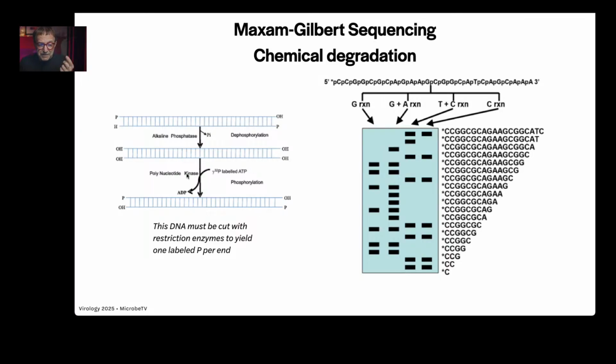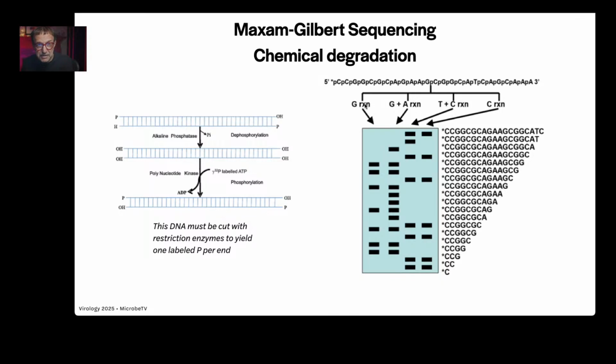Now you have to cut this DNA because you can only have the radioactive phosphate at one end of the molecule. The sequence won't work if it's at both ends. So you have to cut it with restriction enzymes and then separate the fragments on a gel. So it's pretty laborious. That's why it took me a year. And then you do 4 chemical reactions. You take a little bit of each DNA and put it in 4 tubes and do 4 reactions.